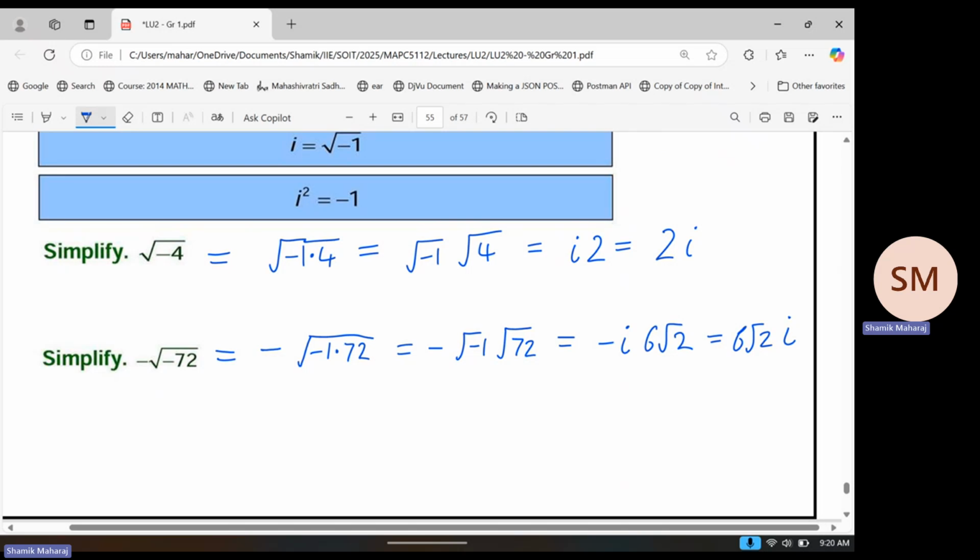Yes. What happened to the minus? The minus should still be there. I just dropped it for some reason. It should still be there. Oh, okay. Yeah, thank you.